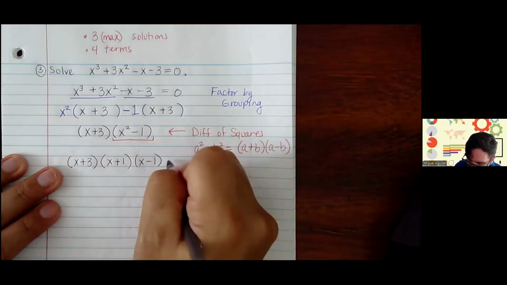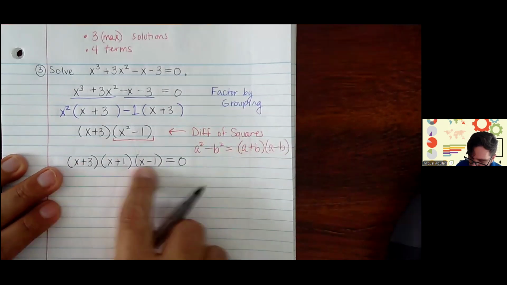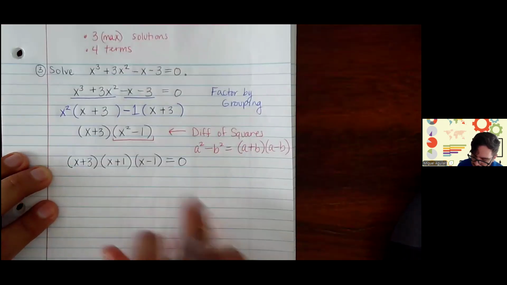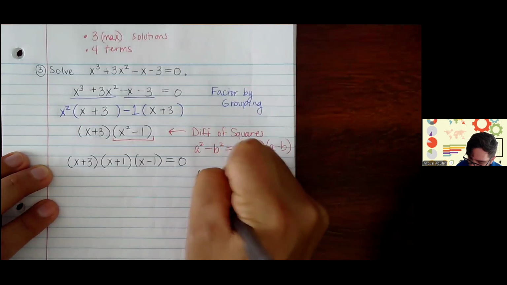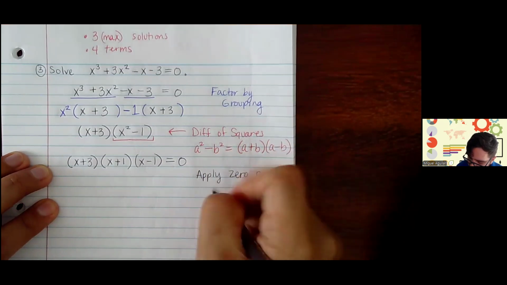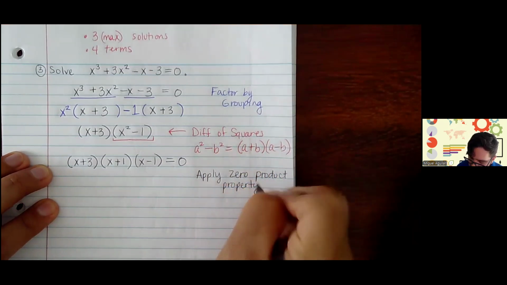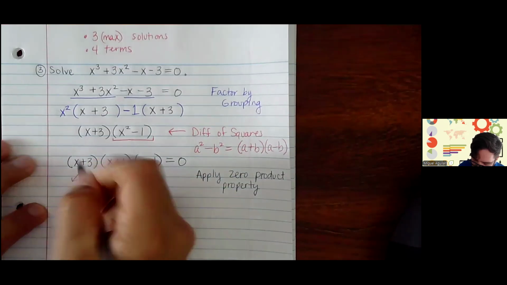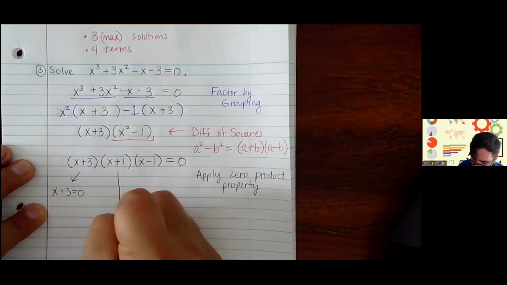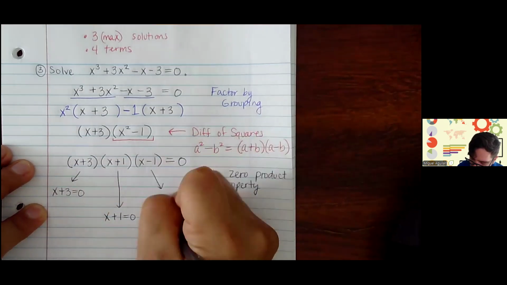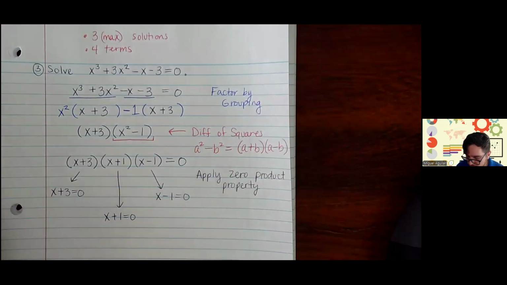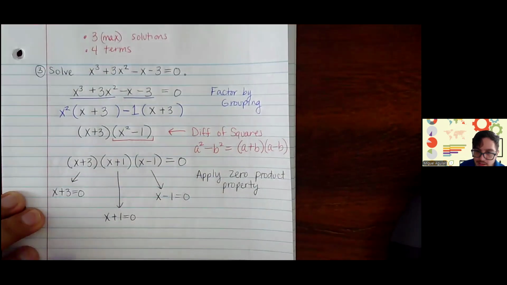So all 3 of these factors are set equal to 0, since they are the factor representation of the original equation. Okay. But now, using the zero product property, we can break this up into 3 linear equations. So the first equation is x plus 3 equals 0. The second equation is x plus 1 equals 0. And then this last equation is x minus 1 equals 0. 3 little linear equations because we have 3 factors that made up this cubic. Okay, and these should be pretty straightforward to solve.